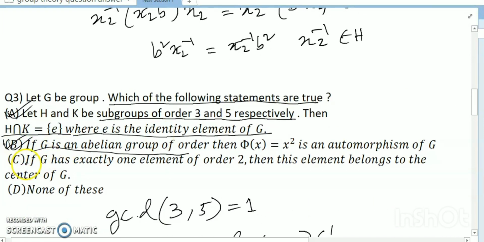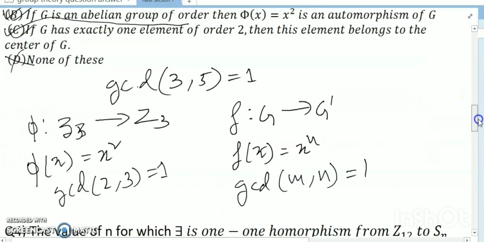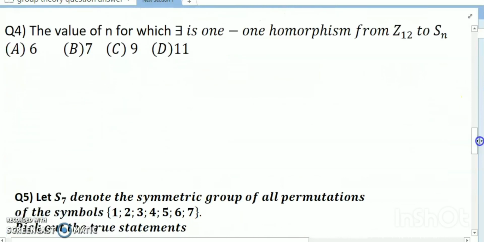And if G has exactly one element of order 2, then this element belongs to the center of G. This is also correct. And option D is wrong, none of these. Next, friends, we will go on to discuss question number 4.